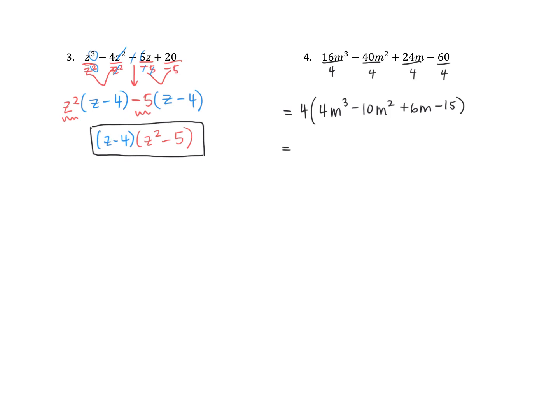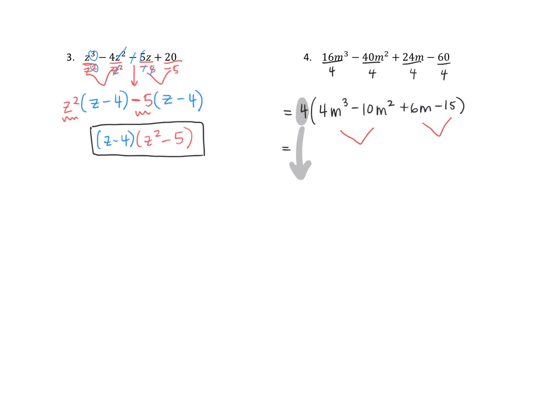If you don't remember to do that in the beginning, you more than likely are going to miss some points because you didn't factor completely, which is what the directions said. So make sure you get in the habit of looking for that. So now what I want to do is look at just what's in the parentheses and try to factor that. So what I like to do is highlight this 4, remind myself that I have to bring it down, but I'm going to ignore it for now. I'm just going to look at what's left in parentheses because I want to see if I can factor it more. Since there are 4 terms, I'm going to try factor by grouping.